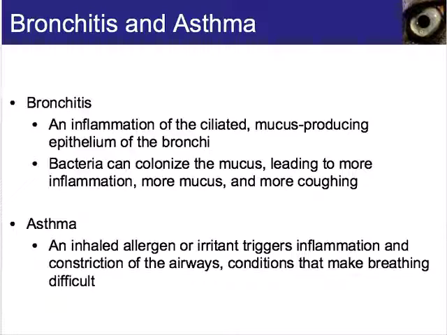Other types of ailments include bronchitis and asthma. Bronchitis is an inflammation of your bronchi. So remember we learned about the bronchi. Those are the tubes that go out to your alveoli. So if they get inflamed or bacteria colonize inside of it, that's going to block your airways. And then asthma is when an inhaled allergen or irritant triggers inflammation and constriction of the airways. So literally people feel like a fish out of water.